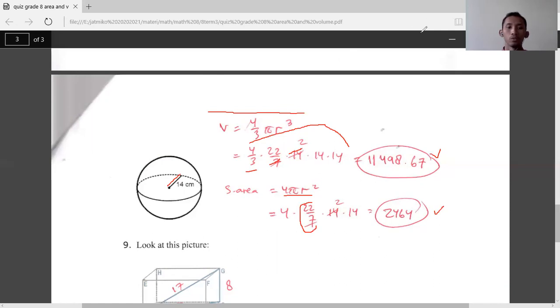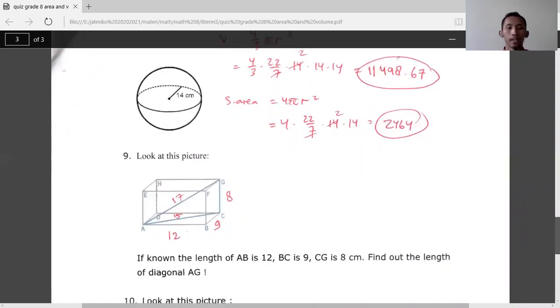Just remember that there are two values for pi, and you cannot use 3.14 all the time. If you use 3.14 on a multiple choice question, you will not find the answer. You cannot just round it up all the time. You have to follow the rule in the question, because the question will not follow you. You are the operator. Let this come back to you. Whatever you want to do, go ahead.